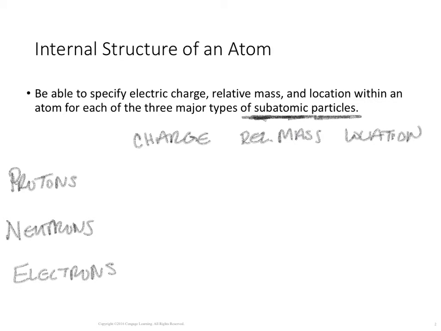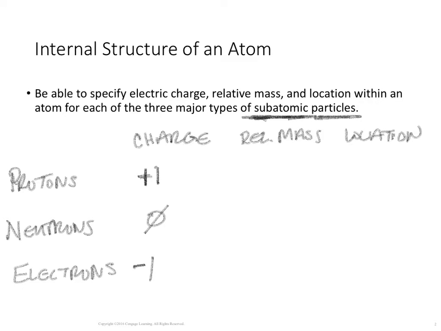So protons. Protons are positive, so +1 charge. Neutrons are neutral, so they have a charge of 0. And electrons are negative, so -1. So P positive, N neutral, and then electrons, just what's left over being -1.